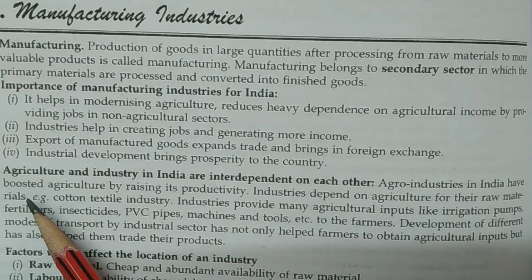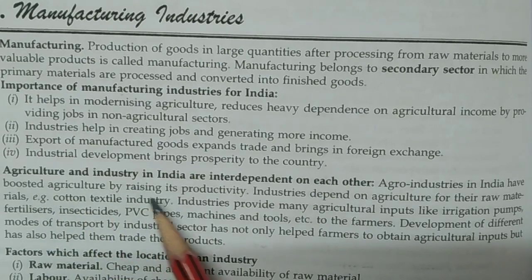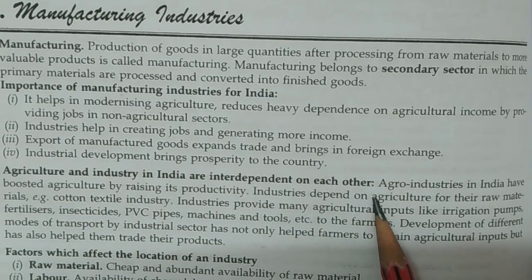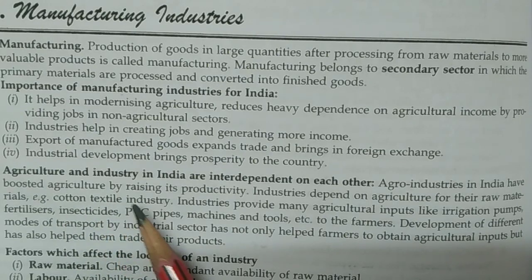Now, next, agriculture and industry in India are interdependent on each other. Agro industries in India have boosted agriculture by raising its productivity. Industries depend on agriculture for their raw materials, for example, the cotton textile industry.